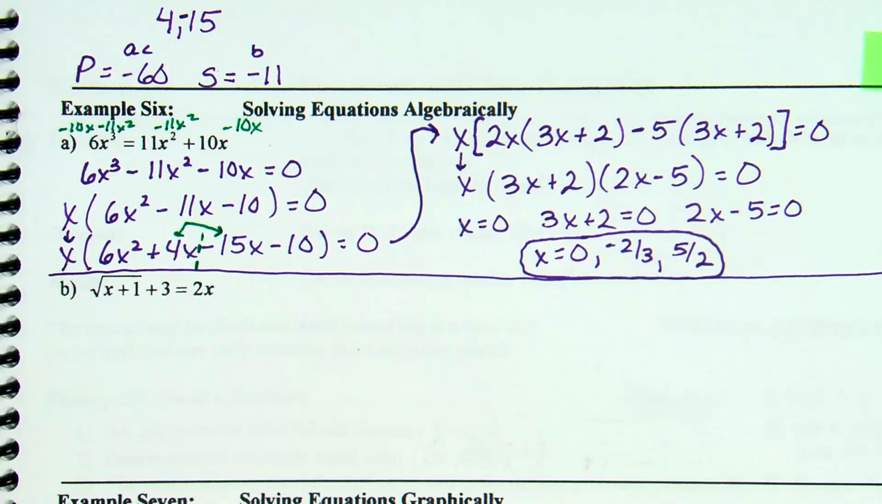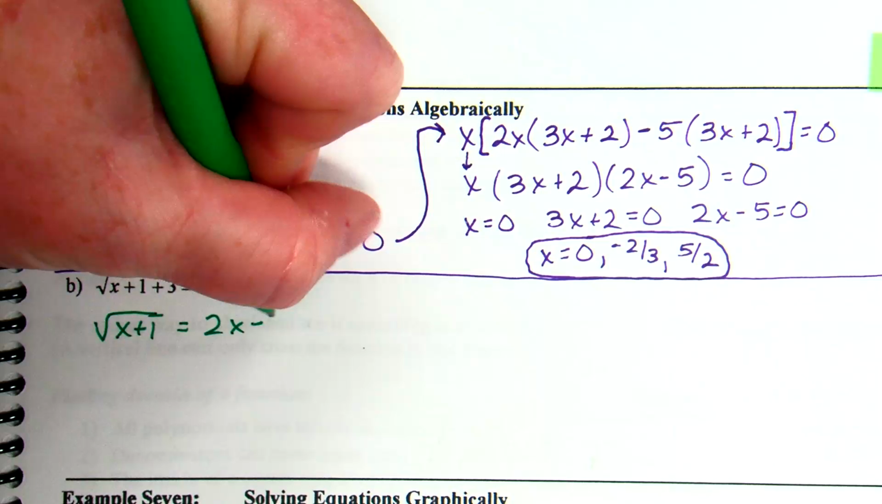B has a radical. One single radical. What's your solving technique when there's a single radical? We're going to take the radical and we're going to, what? Okay, we're going to square it after we get it by itself. So the first thing I'm going to do is subtract the 3 over. So then I have the square root of x plus 1 equals 2x minus 3.